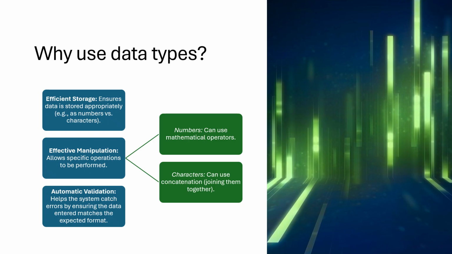Thirdly, automatic validation. It helps the system catch errors by ensuring the data entered matches the expected format. For example, if in the code you have defined that the data you are expecting the user to enter is a numeric one, obviously it will give an error as soon as you try to enter a character into it. So this will help in automatic validation of the data entered by the user.